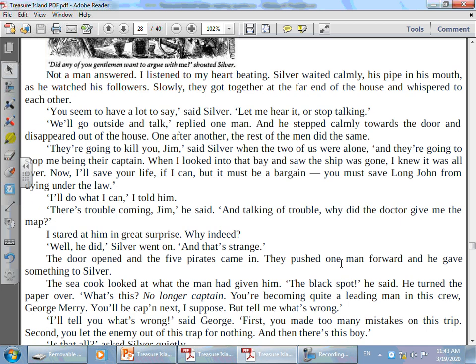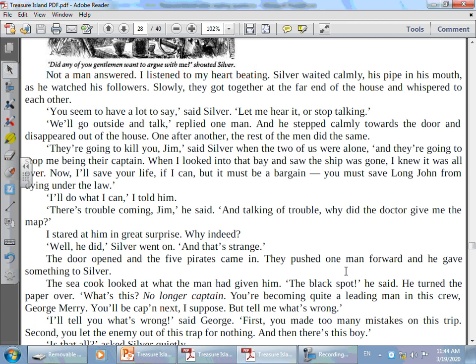Let's go back. Not a man answered. I listened to my heart beating. Silver waited calmly, his pipe in his mouth, as he watched his followers. Slowly, they got together at the far end of the house and whispered to each other. "You seem to have a lot to say," said Silver. "Let me hear it or stop talking." "Well, go outside and talk," replied one man. And he stepped calmly towards the door and disappeared out of the house. One after another, the rest of the men did the same.